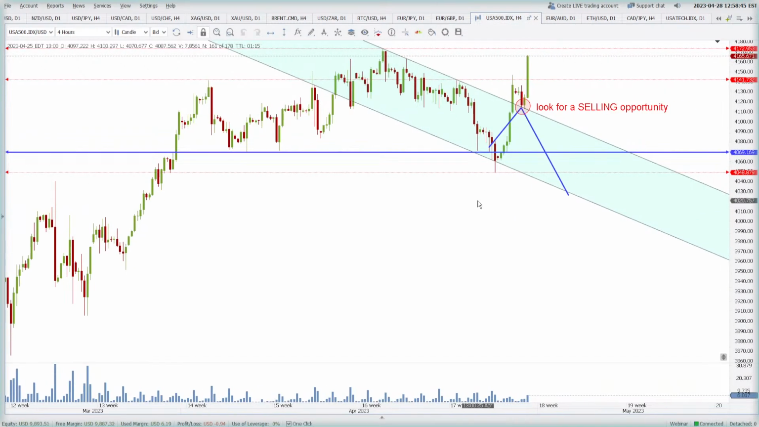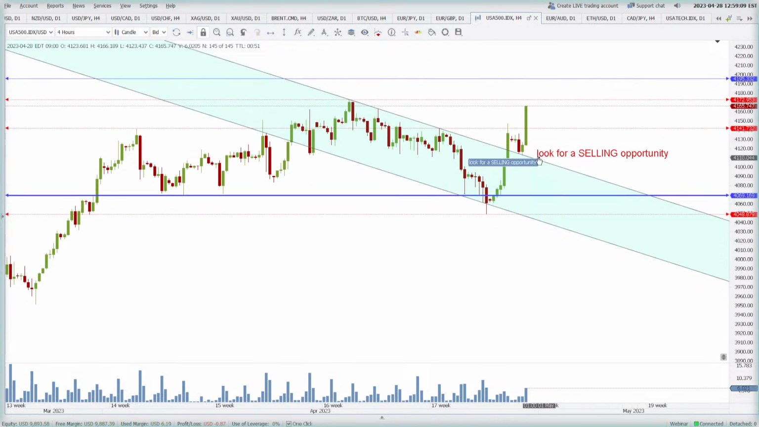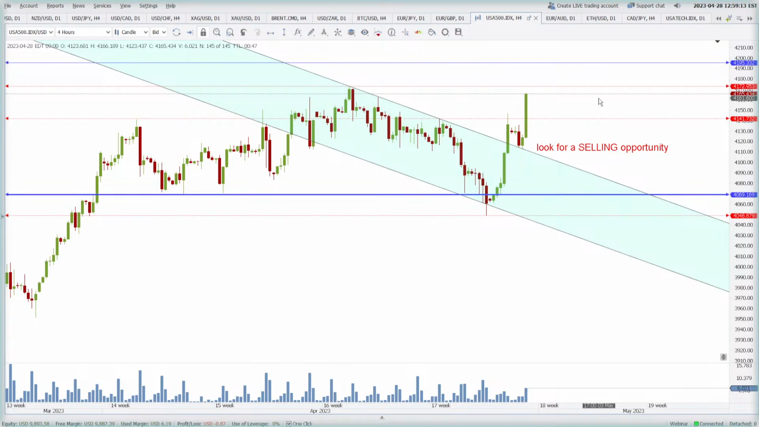USA 500 finally inching towards 4172. Now I was saying that look for a selling opportunity here. Okay, and I was saying based on 4069 breach to the downside, and then I was looking for a selling opportunity, but no, it entered again to the upside and broke this channel, found support here, and boom. So this has shattered all the technical analysis, or I say price action analysis, and now is going towards the previous targets of 4172 and 4195.